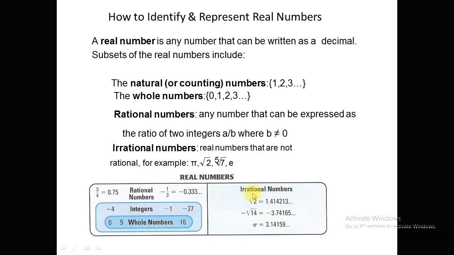Now irrational numbers. Square root of 2 is equal to 1.414213 and so on, minus square root of 14 is minus 3.74165 and so on, and the value of pi is equal to 3.14159 and so on. All these irrational numbers are also real numbers. So the union of rational and irrational numbers is the real numbers.